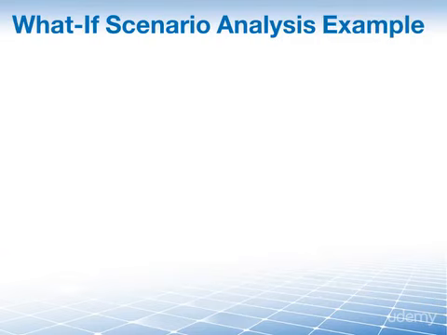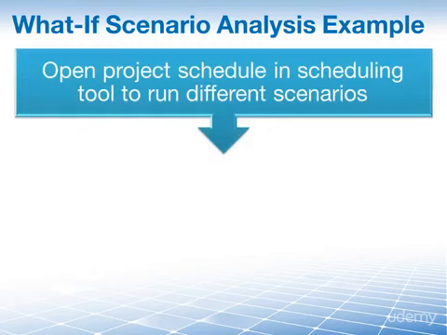How about an example? Let's say that your project is being executed in Canada, but your supplier is located in Sri Lanka, and you want to look at different what-if scenarios. So, first, you open up your project schedule in your scheduling tool to look at different scenarios, and you ask yourself, what if our supplier in Sri Lanka is 3 weeks late? What if there is a strike in the French ports and our shipment gets delayed by a month?